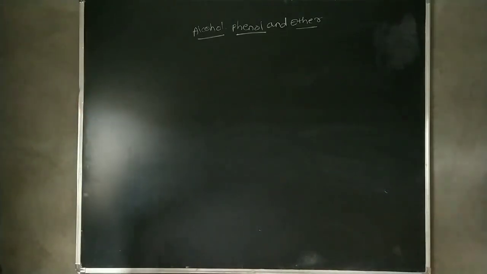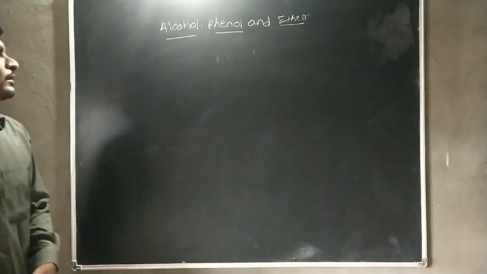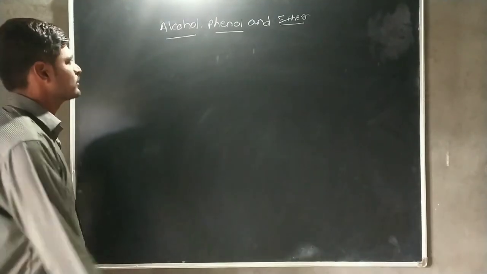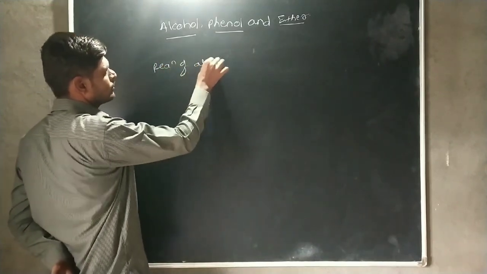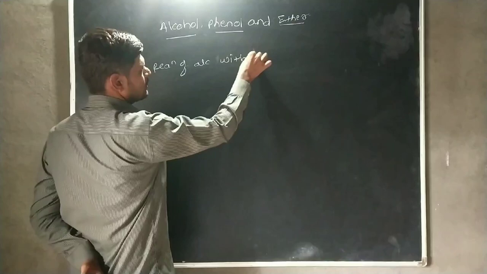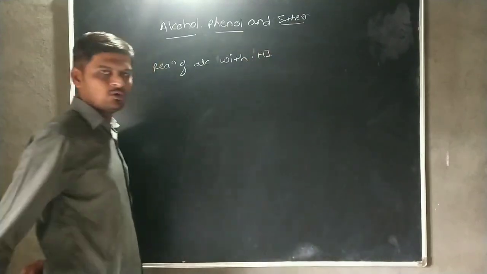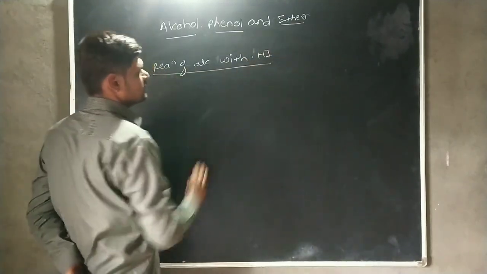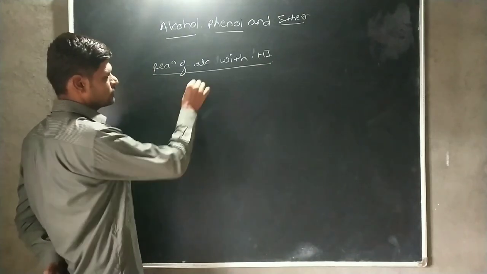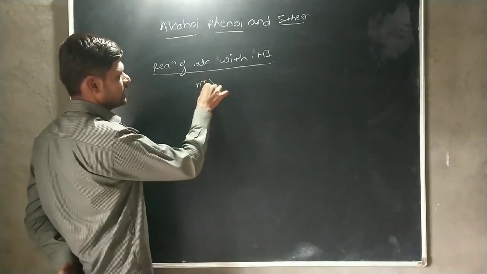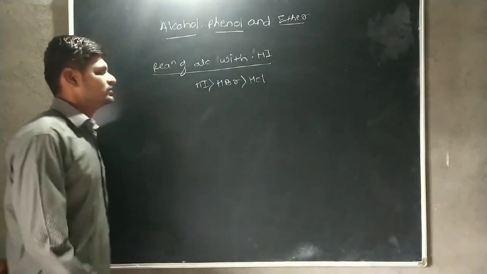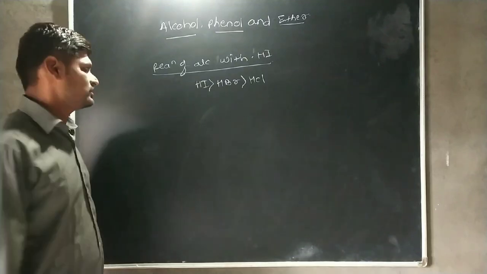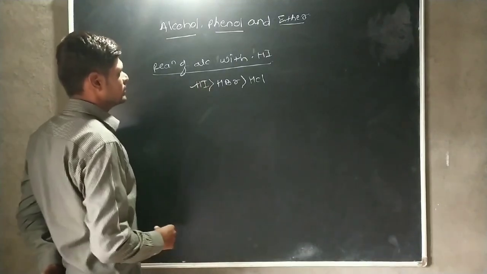The reaction of HI. Okay, now we'll study the reaction of alcohol with HI. We saw in the previous lecture the reactivity of hydrogen halides: HI is more reactive than HBr, which is more reactive than HCl. Now we study the reaction of HI.